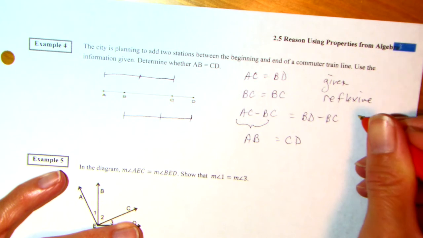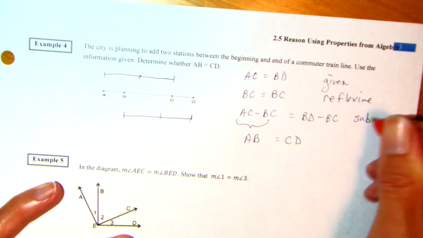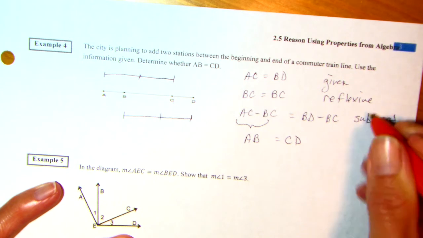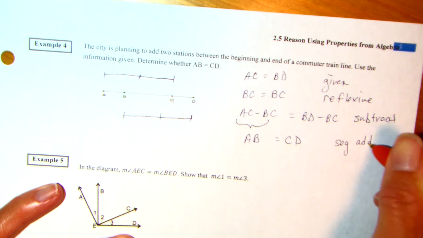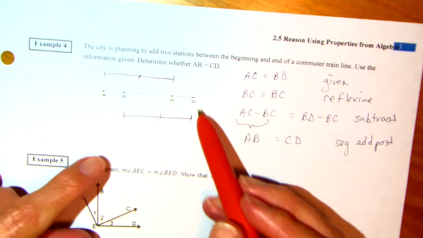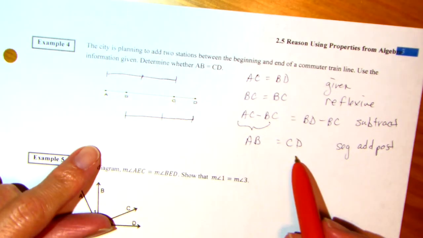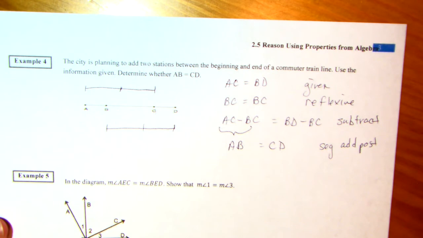Okay, this was our subtraction and segment addition postulate. Remember, we're trying to figure out, is AB equal to CD? Yes, we just did it. There's our proof. Here are our reasons why. Hopefully it wasn't too confusing.